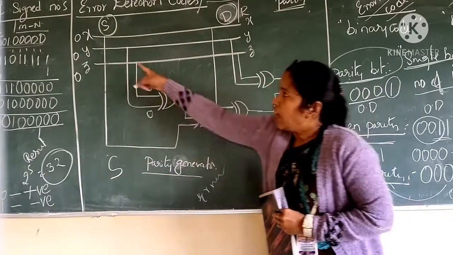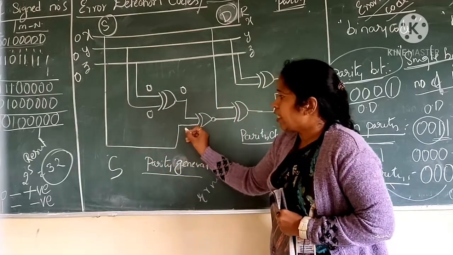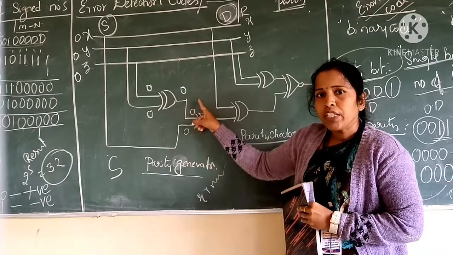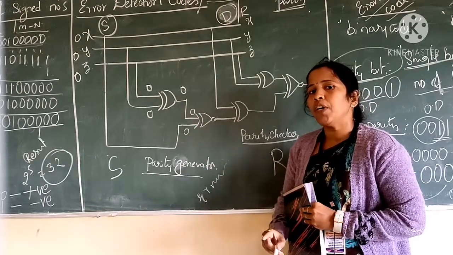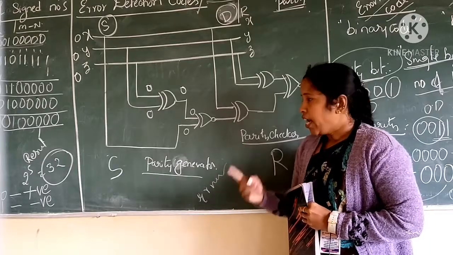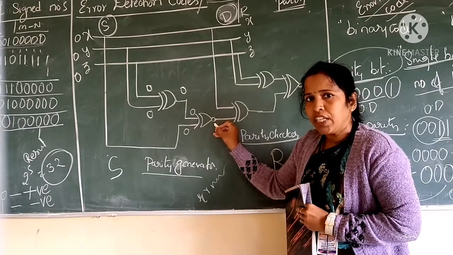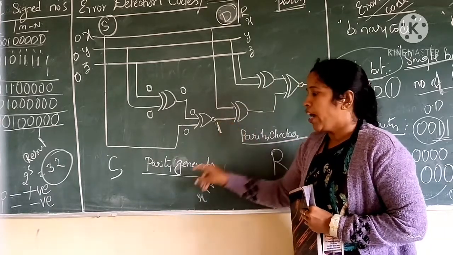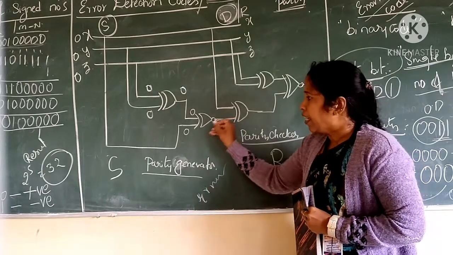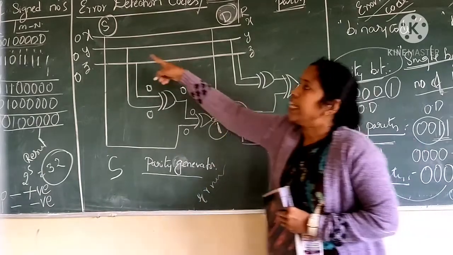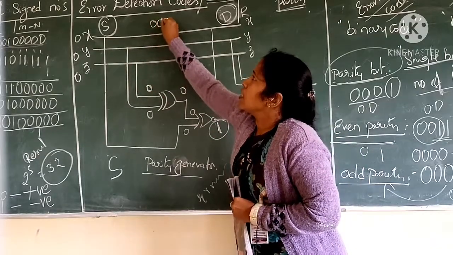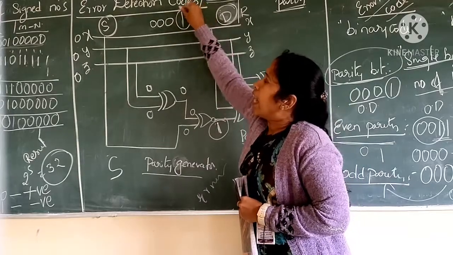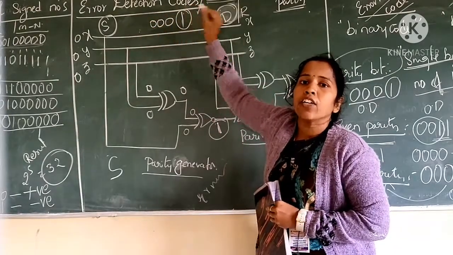Now here again X I have taken as input, X is 0. Again both the inputs are the same, so the output will be 0. Now I am performing the NOT operation. 0 NOT operation is 1. So parity is generated. The parity bit is 1. The original data is 3 zeros, and the parity bit is 1. This parity bit I can add either at the starting of the message or at the ending of the message.